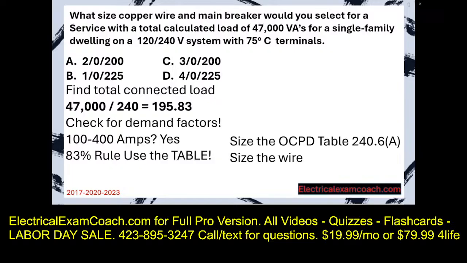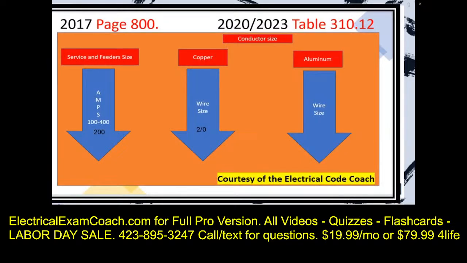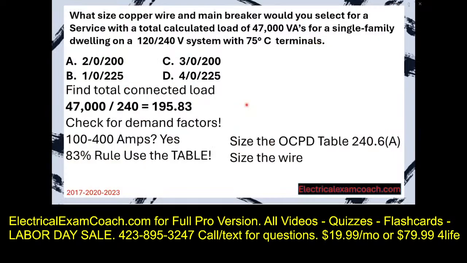When we head there, we're going to size the wire. Step 1, we're going to be on the left-hand side and find our size breaker. Then we're going to come over to the copper column because that's what it requested, and we're going to find that we need to put it on a 2-aught. And in this case, we would have 2-aught copper on a 200 amp service.